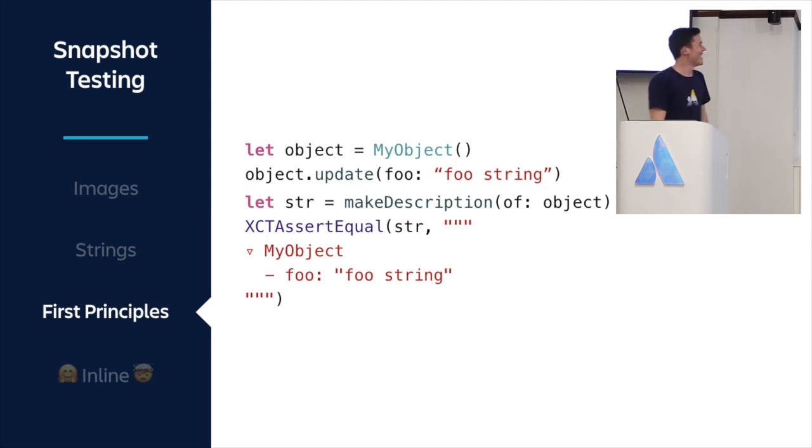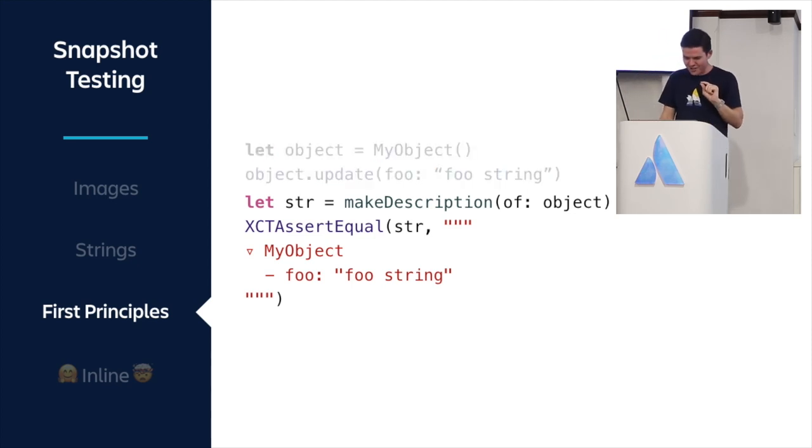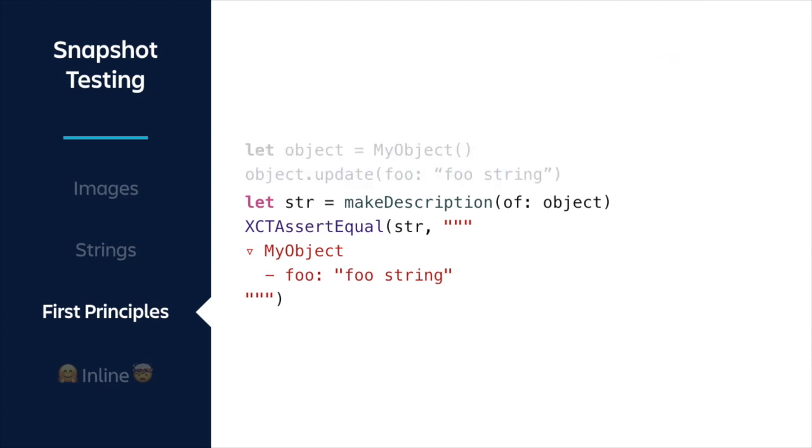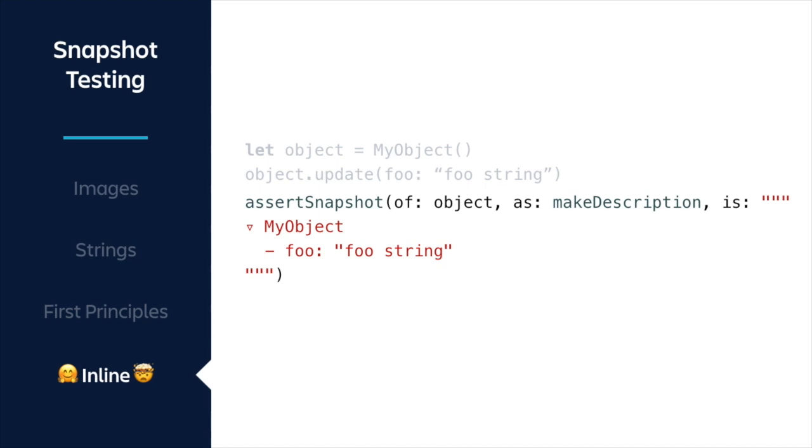Yes, it is. So if you put a little sugar on top of these two methods, you can kind of put it all into one, right? Assert that the snapshot of whatever my object is, as whatever the strategy for turning it into a string is, this raw string literal. Does that make sense? So it's kind of cool.